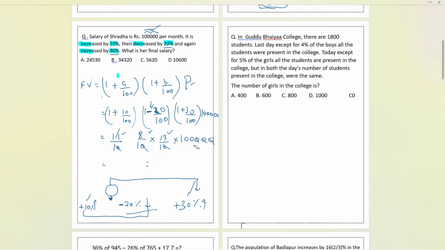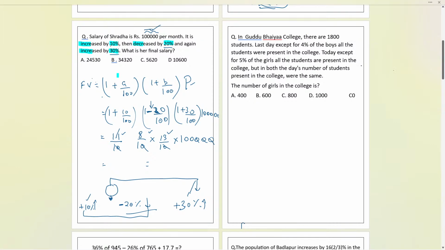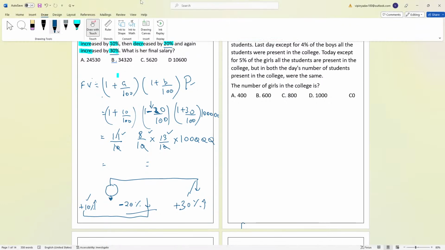It says that in Gudubia College, which is a funny name I had taken earlier, it was just a private college, to make it an interesting part. We have seen the series also, where Gudubia was there. Now in Gudubia College, there are 1800 students overall. On the last day, it was the farewell going on. In the last day, except 4% of the boys, all the students were present in the college.